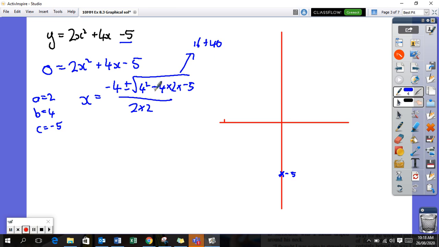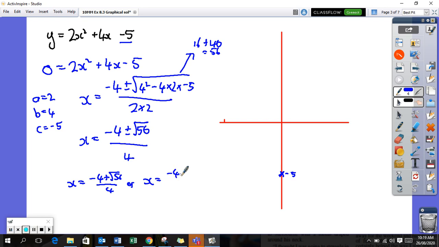Let's just check that. So 4 times 2 is 8. 8 times negative 5 is, yep, so 16 plus 40, which is 56. So we've got x equals negative 4 plus or minus the square root of 56. That's always best to do that first. So you just got a number here over 4. So x equals negative 4 plus the square root of 56 over 4, or x equals negative 4 minus the square root of 56 over 4, and we're at calculator time.